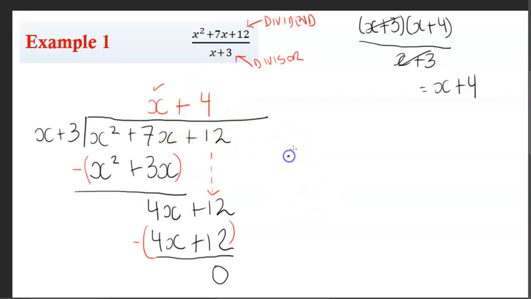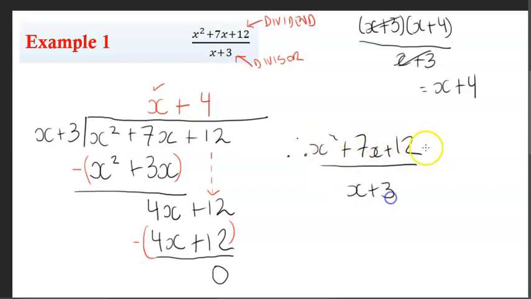So we can say, therefore, that this x squared plus 7x plus 12 over x plus 3 is equal to x plus 4. And that kind of makes sense, because if you multiply both sides by x plus 3, you will end up getting that factorized version in the first place. So that's our solution. A lot of these steps seem quite arbitrary, but it is very algorithmic. There is a process that goes on.